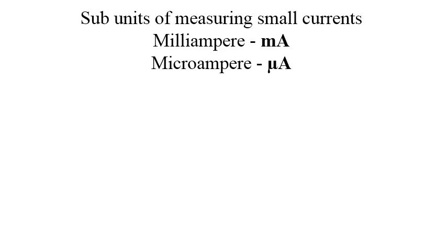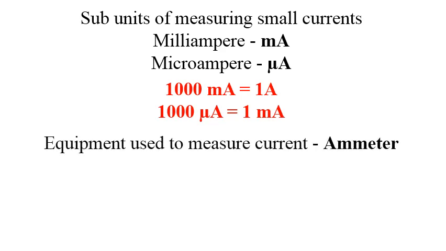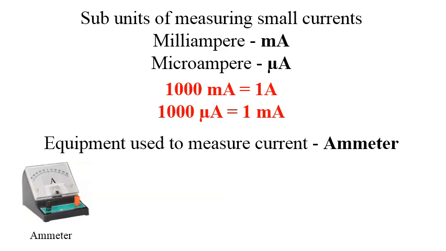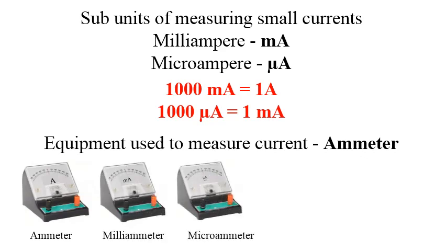You know that milli is a thousandth. So 1000 milliampere equals 1 ampere. And micro is a millionth. So 1000 microampere equals 1 milliampere. The equipment used to measure the current is the ammeter. Milliammeter or microammeter are used to measure small current.